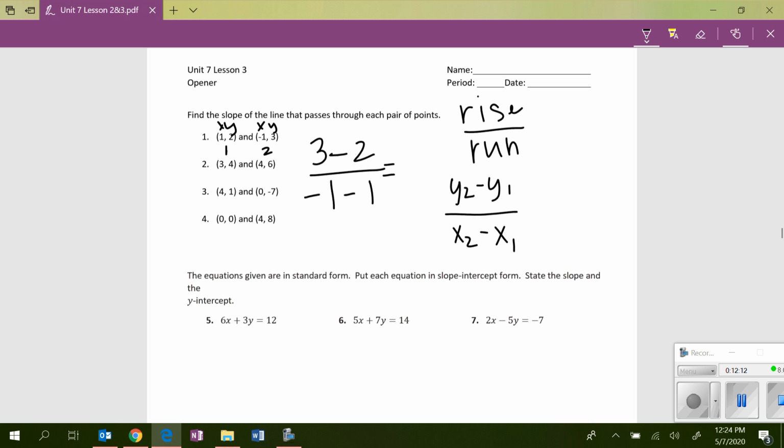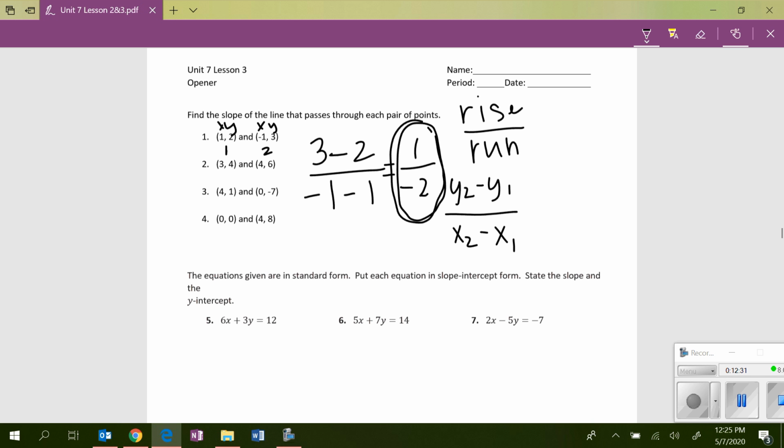Simplify my fraction. 3 minus 2 is 1. Negative 1 minus 1 is negative 2. I can't simplify that fraction anymore, and the slope is negative 1/2. That's how you do those 4 problems.